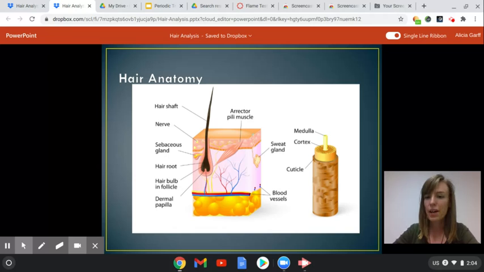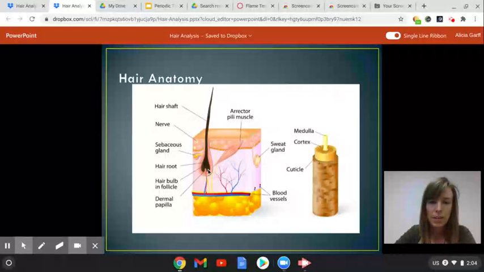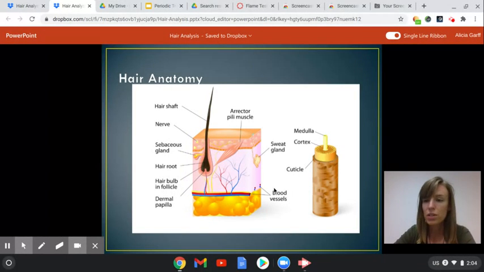So we're going to talk about some hair anatomy. If we look at this picture on the left, this long part of the hair, that's called the shaft, and then the root is the bottom part, and you can see how it is in the follicle there. And there's some other things. This muscle right here helps the hair stand up on end. And there's some glands and things, but what you really, really want to know are these three parts of the hair right here.